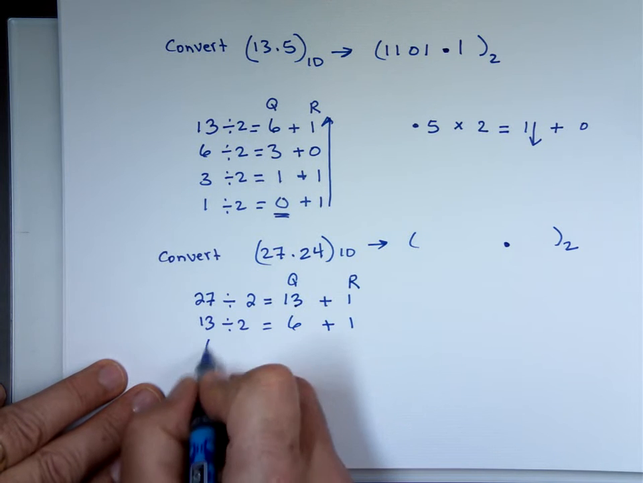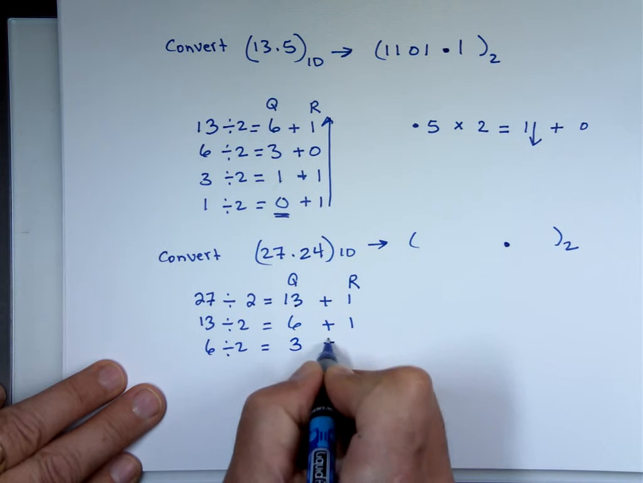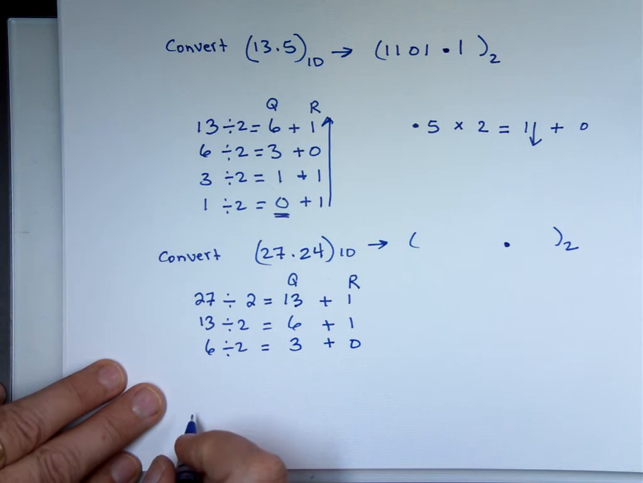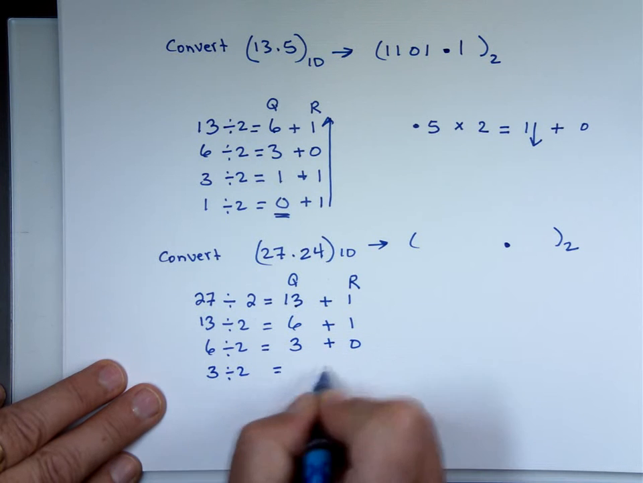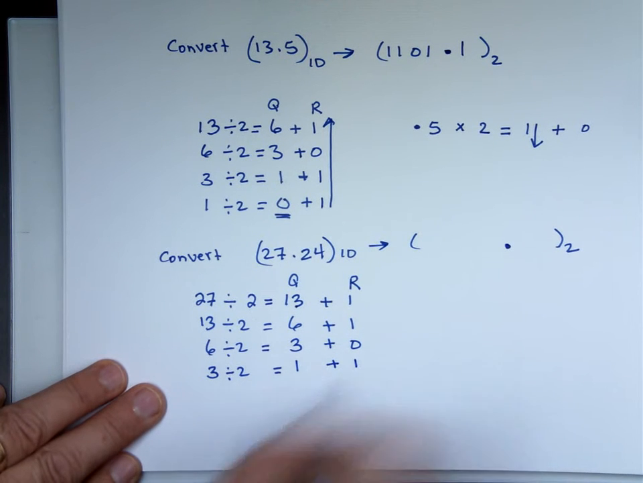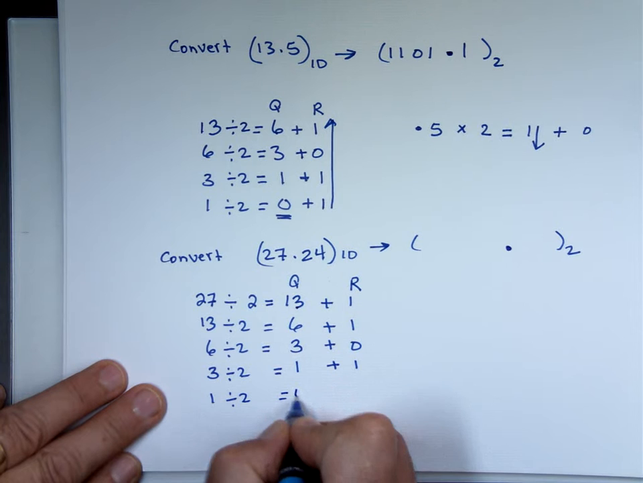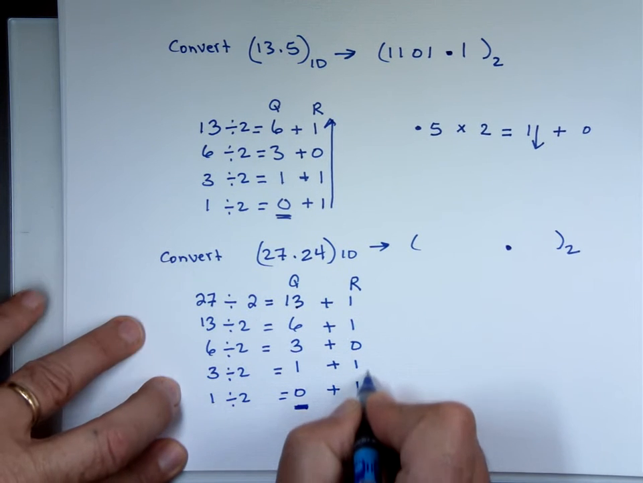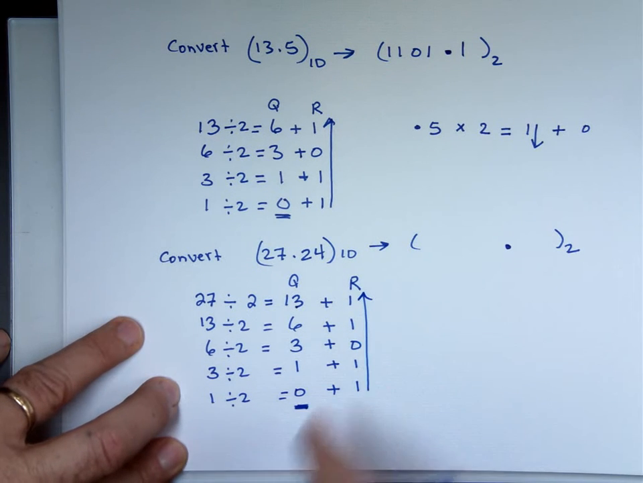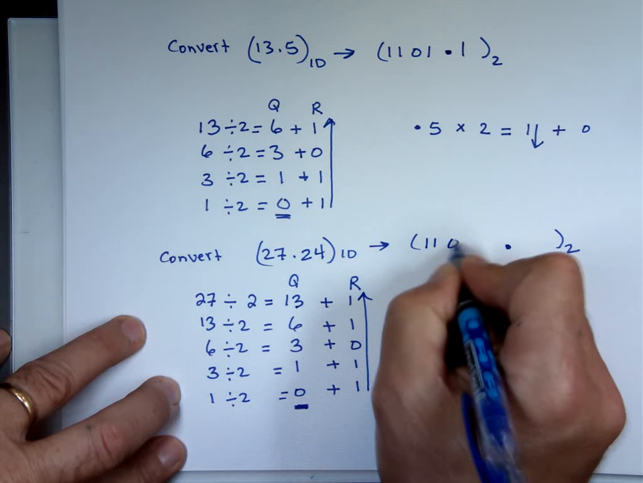Take the 6 divided by 2. 3, remainder of 0. Take the 3 divided by 2. 1, remainder of 1. 1 divided by 2. 0, remainder of 1. Again, once you hit a 0 here, you are done, and you read the numbers bottom to top. 1, 1, 0, 1, 1.